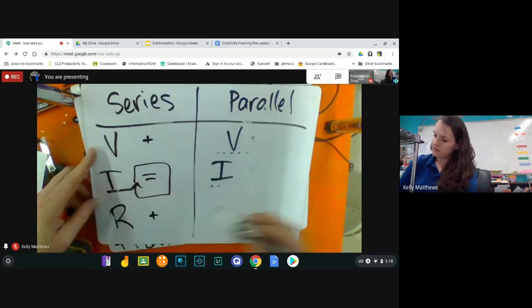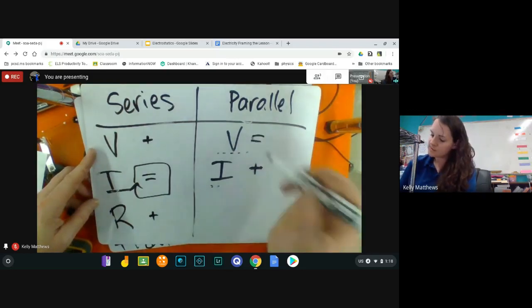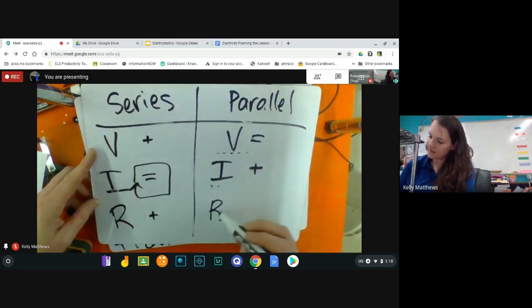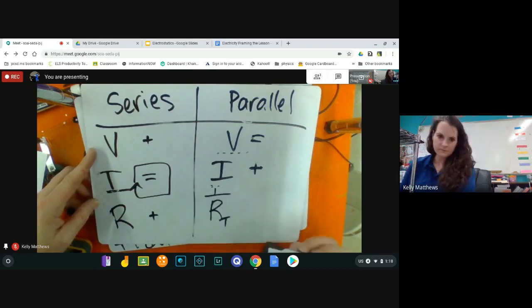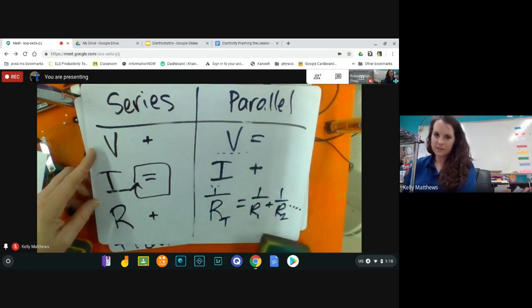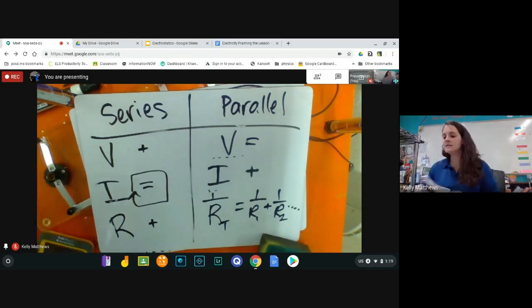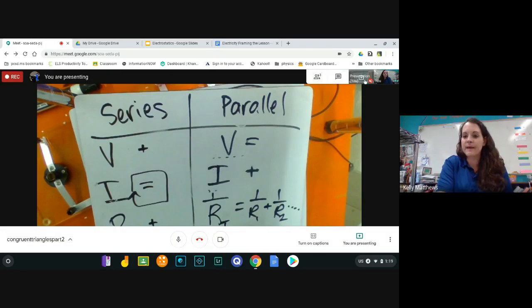Current was the same here. It's not the same here because it branched off. So voltage was the same. And I remember that the resistance has its weird little thing adding together and so on. So first we deal with the total, and then we do Ohm's law with each individual resistor to see what's going on with it. So series has one path to travel, and parallel has multiple paths to travel.